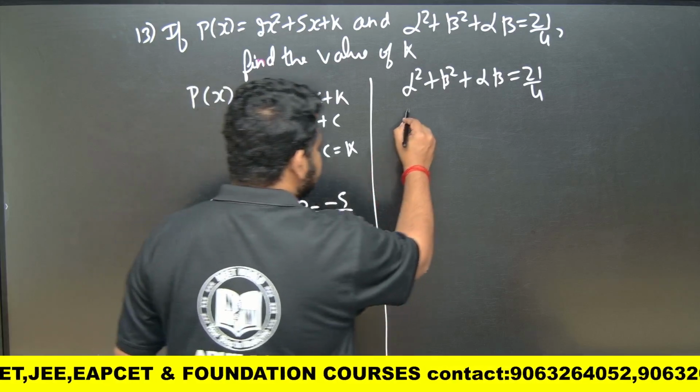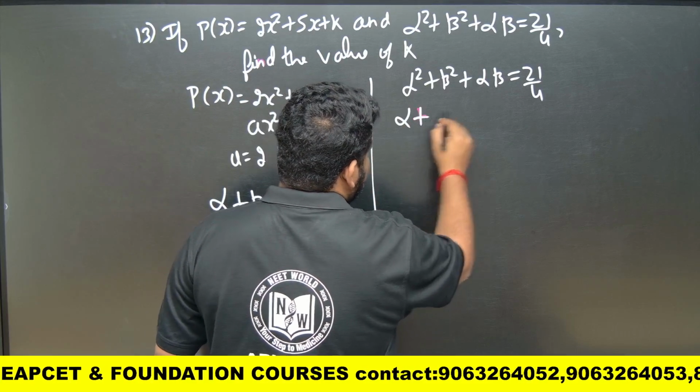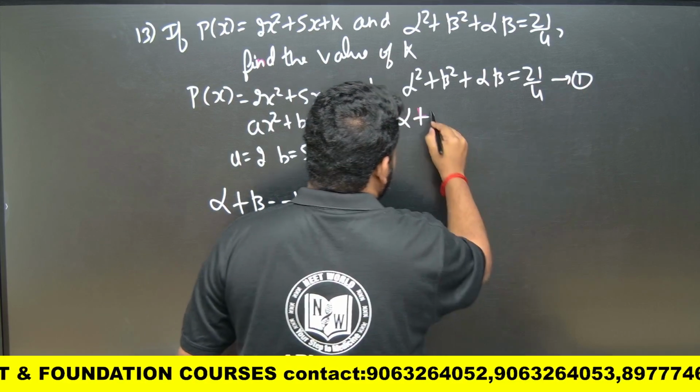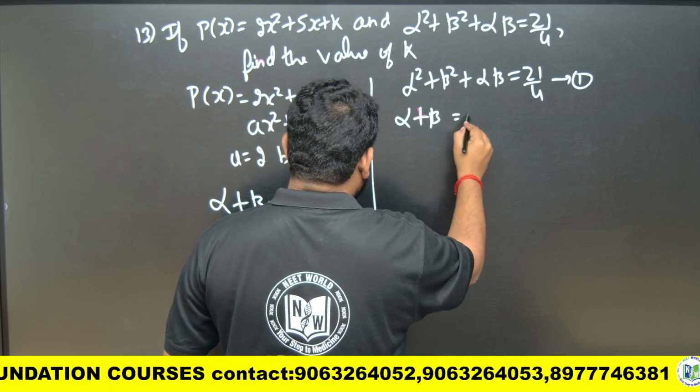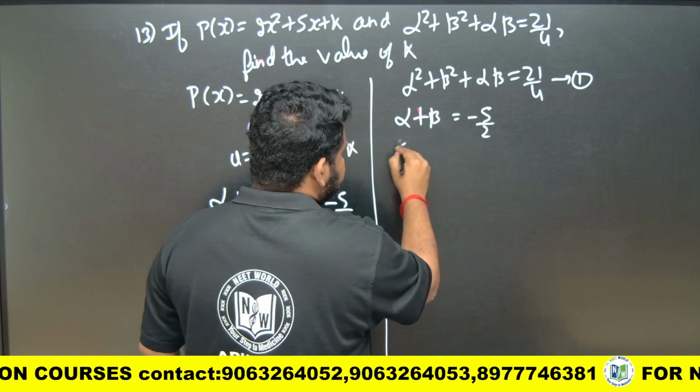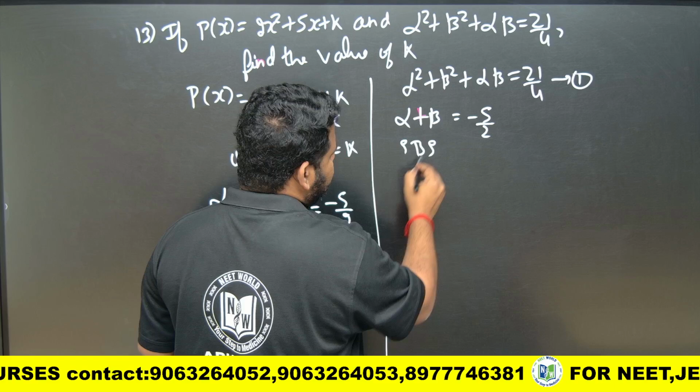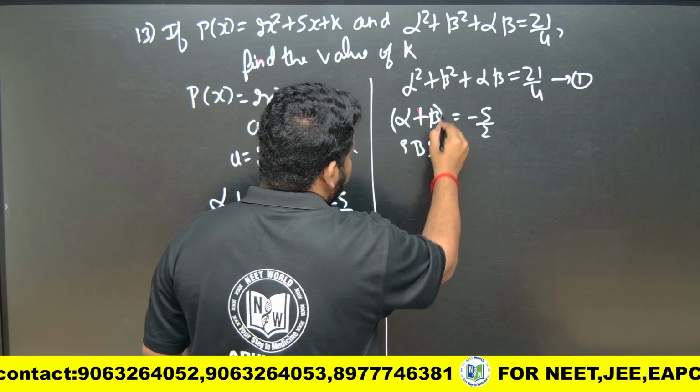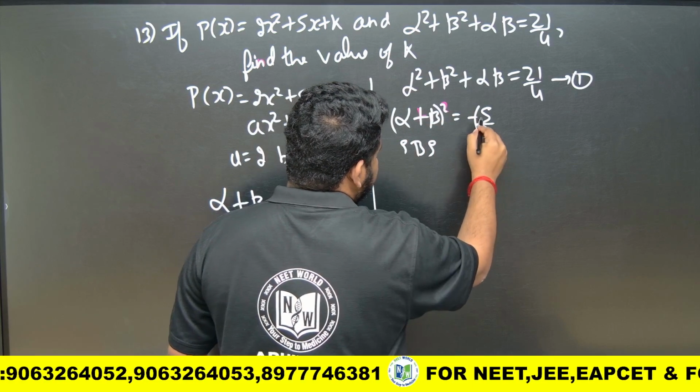So first let us write down alpha plus beta. Let me rename this as equation 1. Alpha plus beta, the value is what? Minus 5 by 2. Now squaring on both sides, write the full form, squaring on both sides. So this will become what? Alpha plus beta whole square equals minus 5 by 2 whole square.